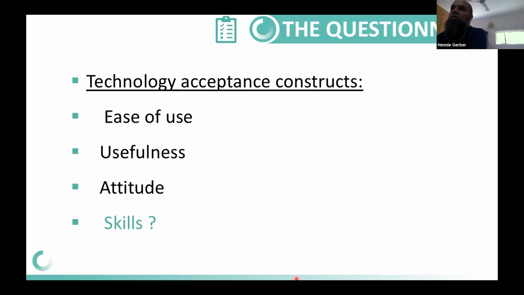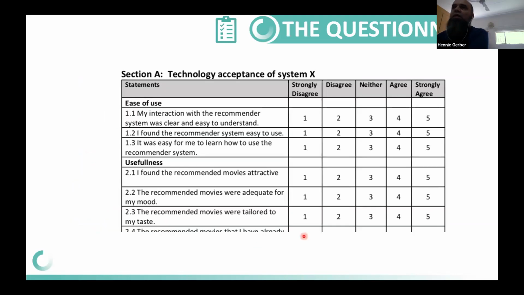And then in the questionnaire, we look at an example. So for ease of use, there are Likert scale statements. If you look at the first one, my interaction with the recommender system was clear and easy to understand. So that's about ease of use. Then usefulness: I found the recommended movies attractive. Recommended movies is the system. The recommended movies were adequate for my mood. So this is usefulness. So for each of these constructs, we have Likert scale statements measuring it.